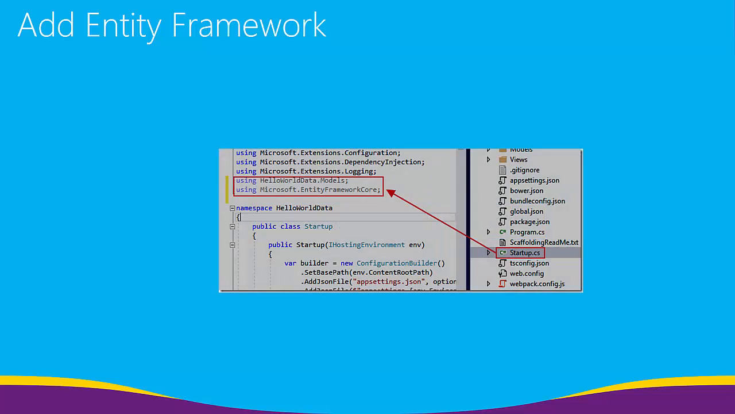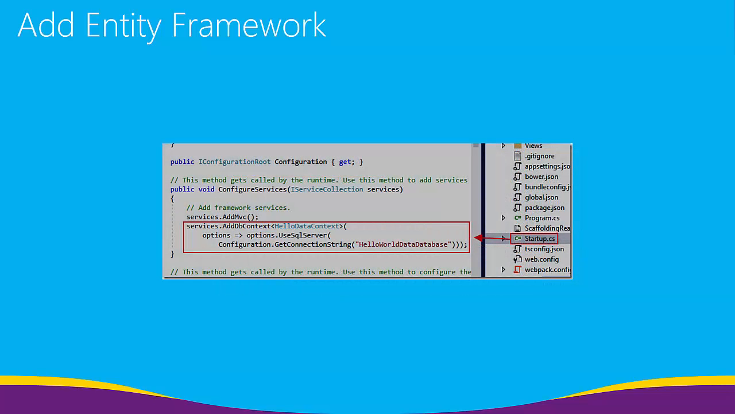We're then going to go to the Startup file. We're going to add some using statements. And then in the ConfigureServices section, using dependency injection, we're going to indicate that it should create a data context for us, and we're going to call the UseSqlServer method on options and pass the connection string. However, instead of explicitly putting the connection string in here, we're going to indicate that the connection string is in the configuration, and that we'll have a configuration element called HelloWorldDataDatabase.